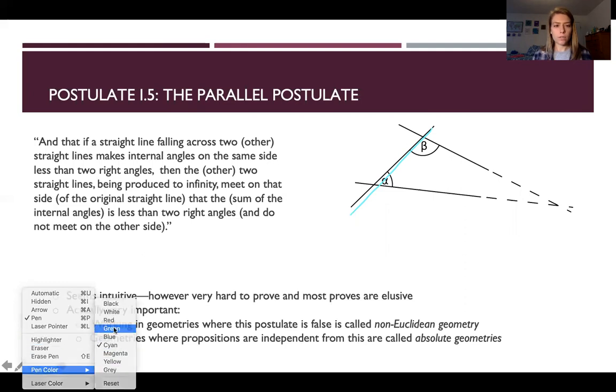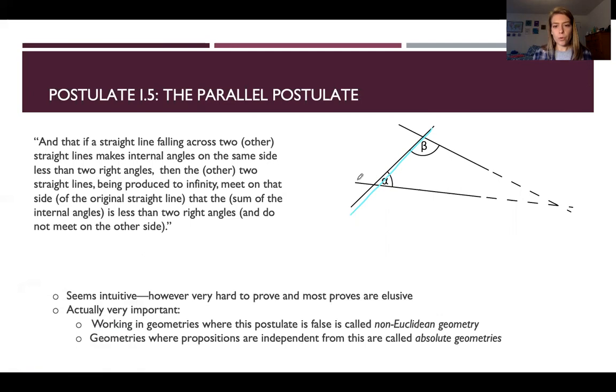We're going to go ahead and do those in green. So he has 2 other straight lines, and the blue straight line falls across the 2 green straight lines. He has 2 internal angles, beta and alpha, and they make the angles on the same side, and they're less than 2 right angles, so they're acute angles. Then the other 2 straight lines, which are the green, being produced forever, will eventually meet at a point on this side. That's all he's saying.